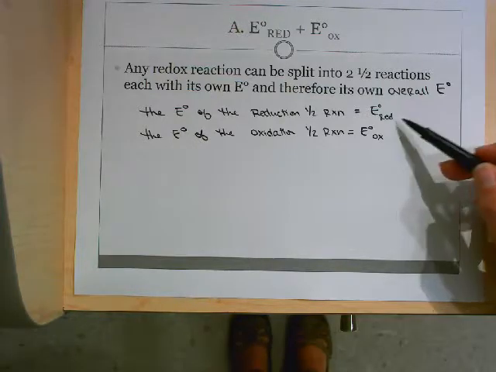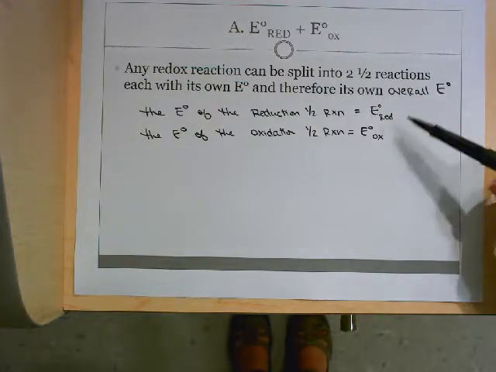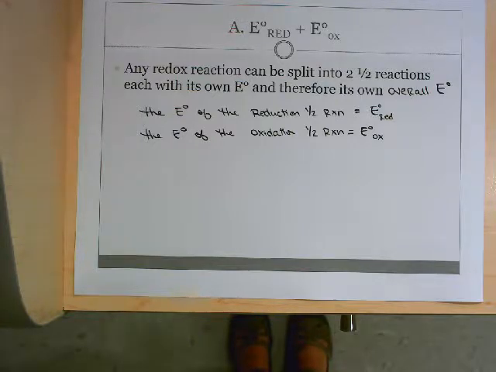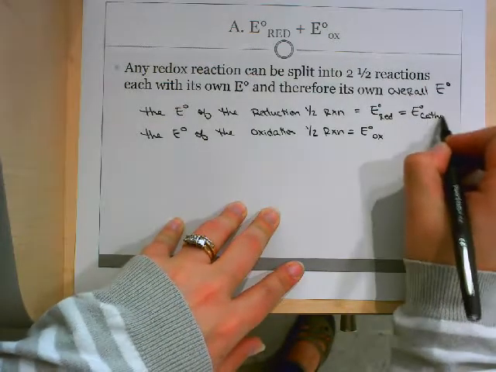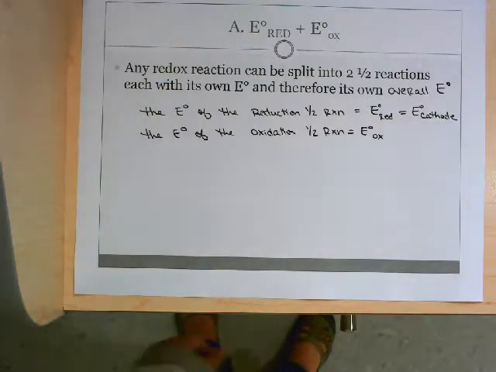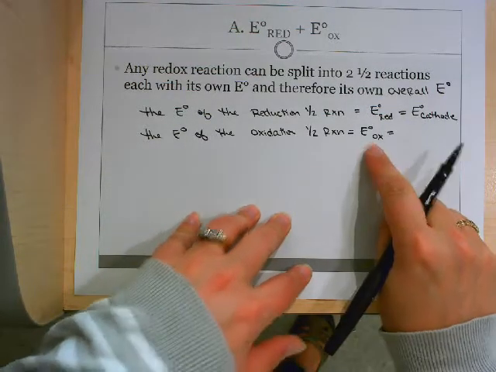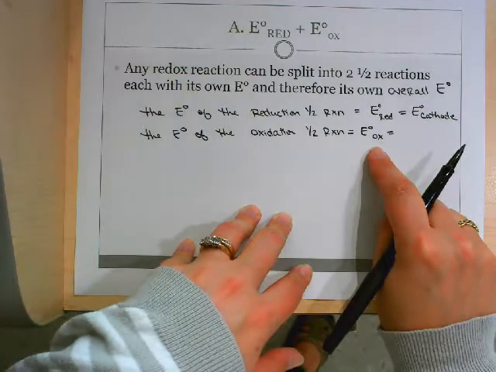What half of my 2-beaker cell do reductions occur at? Anode or cathode? Where should I look for my reductions? Cathode. Right, so those will be used interchangeably. Sometimes it's E0 reduction, sometimes it's E0 cathode, telling you the same information. So what should be the other name for E0 oxidation? Anode.